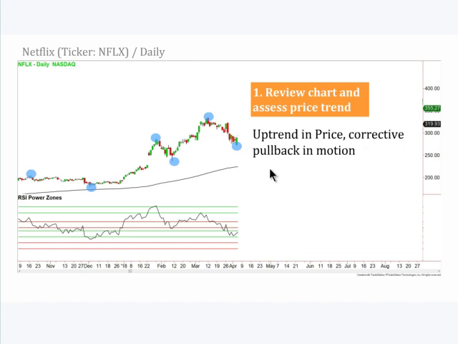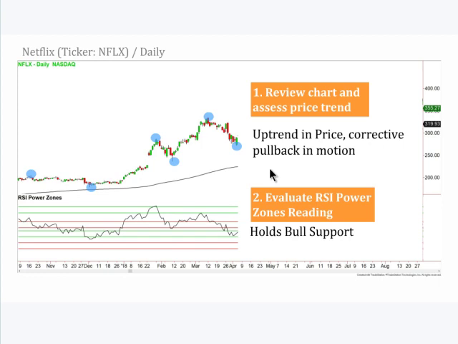Now, next step, evaluate the RSI power zones reading. Where is the RSI relative to the zones? You can see visually that it is in the bull support power zone. Okay, so that's helpful. Now that we have an uptrend in price and RSI in the bull support power zone, would you look for long setups or short setups? What do you guys think? Type in L for long, S for short. Would you be looking to buy? Would you be looking to sell? Just based on the information I've given you here.